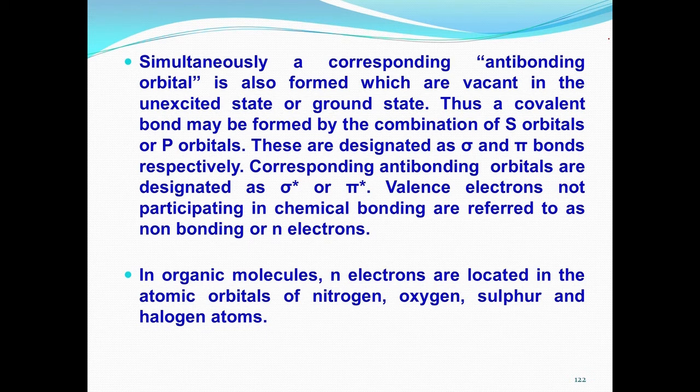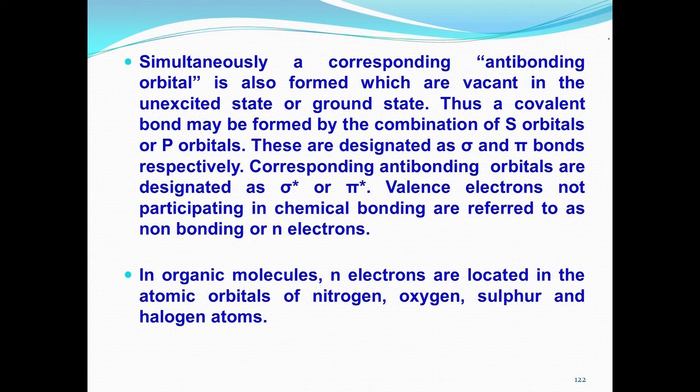So, we have to imagine at this stage that every sigma bond has an anti-bonding orbital known as sigma star. A pi bond will have a corresponding anti-bonding orbital, that is pi star. Normally, valence electrons not participating in chemical bonding are referred to as non-bonding electrons or n electrons.